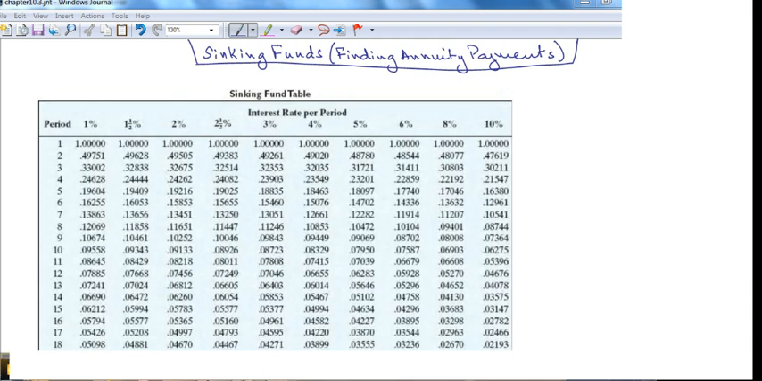Welcome to a lesson about sinking funds and how to find annuity payment. A sinking fund is a fund set up to receive a periodic payment. Sinking funds are used to provide money to pay off a loan in one lump sum, or to accumulate money to build a new building, or to pay for college tuition in the future, and so on.